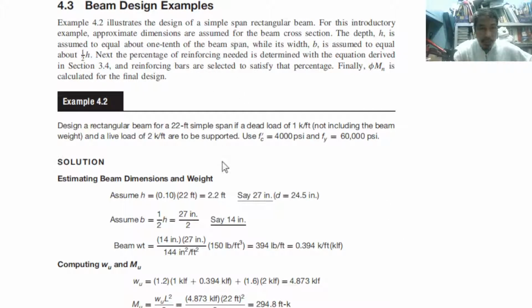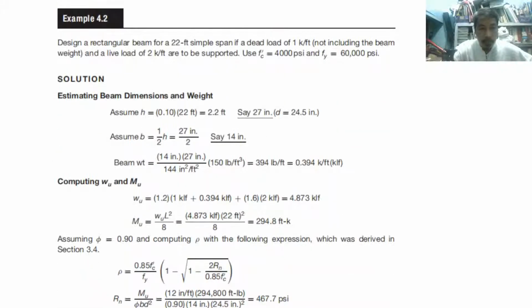Example, beam design. We are given the following: f'c 4000, fy 60 ksi, and the beam has a 22 feet span, simple support, with a dead load of 1 kip per feet, not including the beam weight, and a live load of 2 kips per feet.